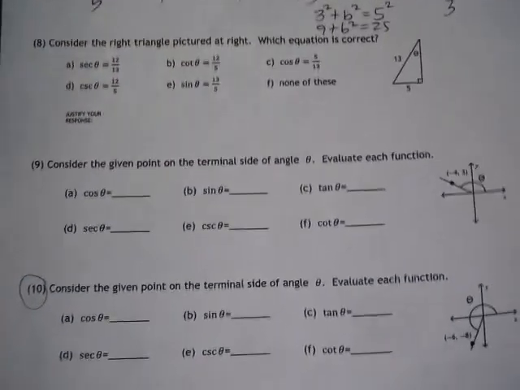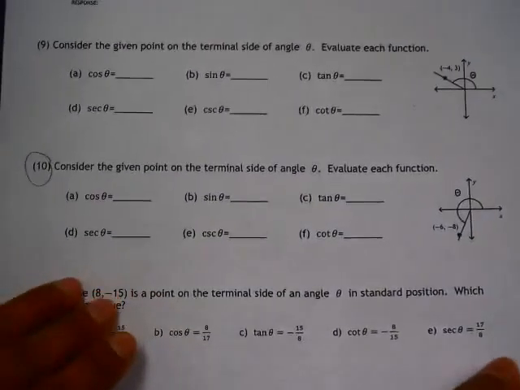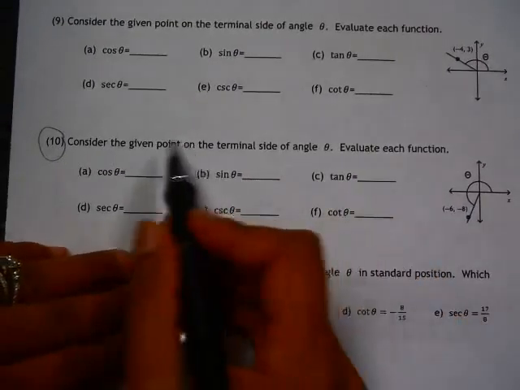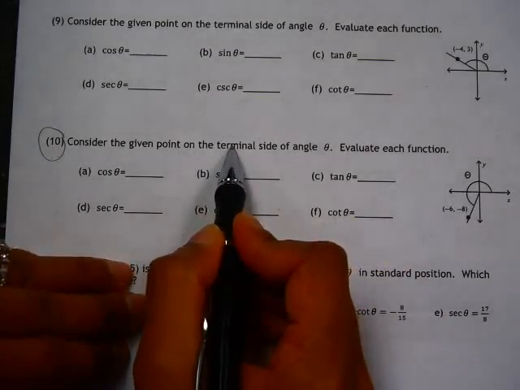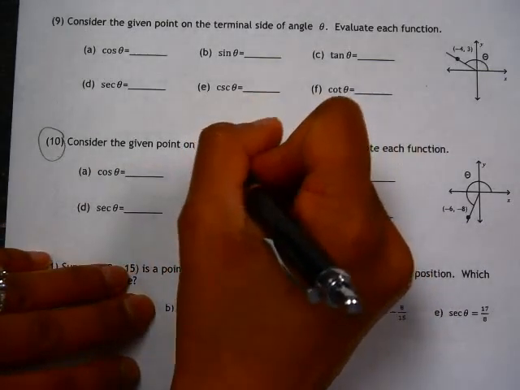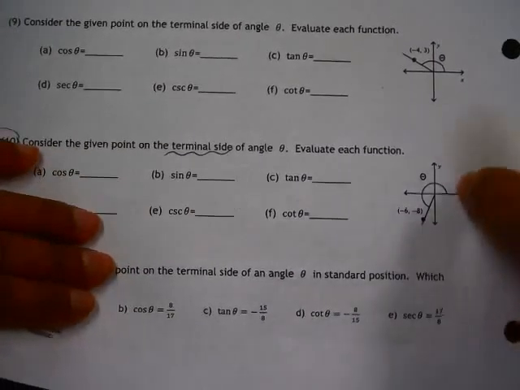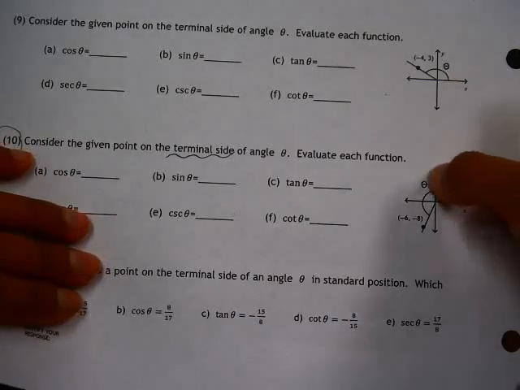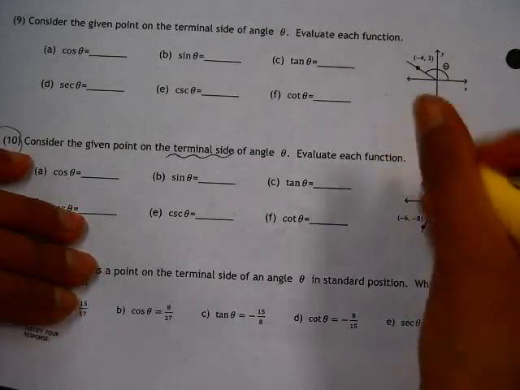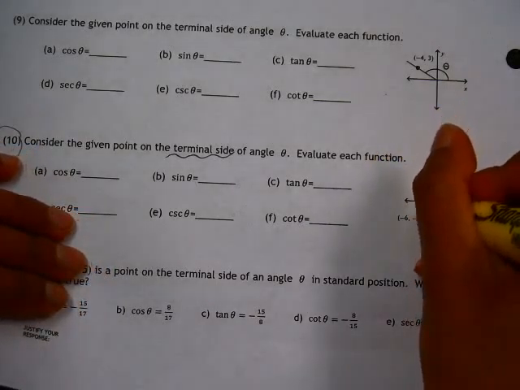Let's look at one example where the right triangle is not drawn for you. In this case, we're given a point on the terminal side of angle theta. Terminal side of an angle is the side where the angle stops. So this angle theta starts here at 0 and goes all the way until the terminal side right here.